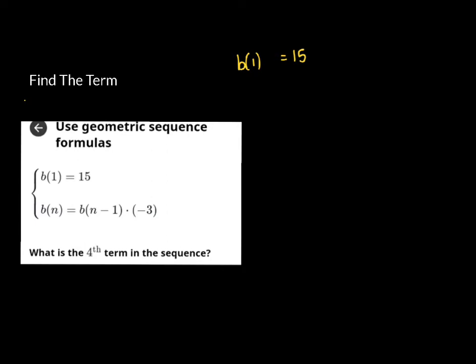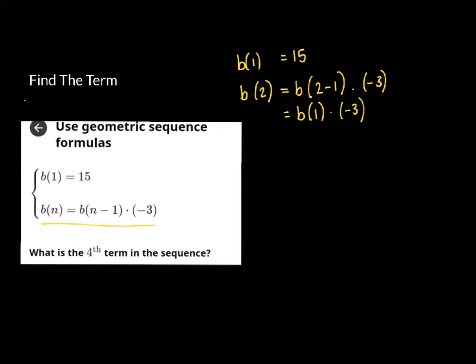Now, what we're going to do here is we're going to use this second formula we've got here to find B2. Let's see what we get. We're going to go B2, and everywhere we see an N, we're going to replace it with 2. So we're going to go B, which is, okay, we don't know what B is yet. And we know that N over here is going to be replaced with 2. So we're going to get 2 minus 1 multiplied by negative 3. Let's clean this up a little bit on the right-hand side. We're going to get B of 2 minus 1. That's going to give us 1 multiplied by negative 3.